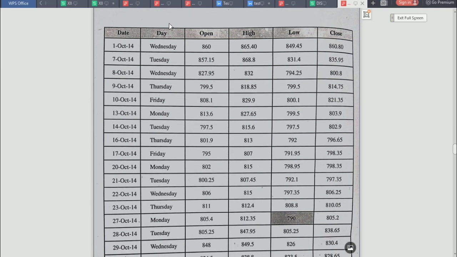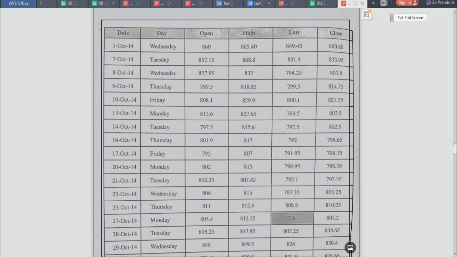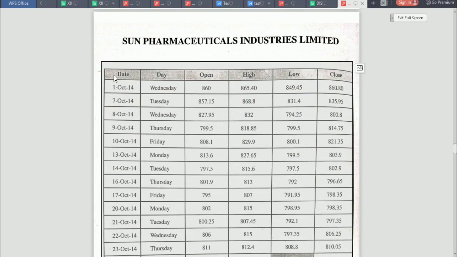So this information, this data, when we collect, we need to put them in this tabular form like I have done here. So these 6 columns we need to prepare. One is date, then day, then open, high, low, close, total 6 columns.